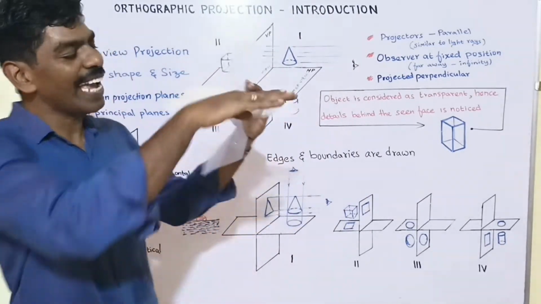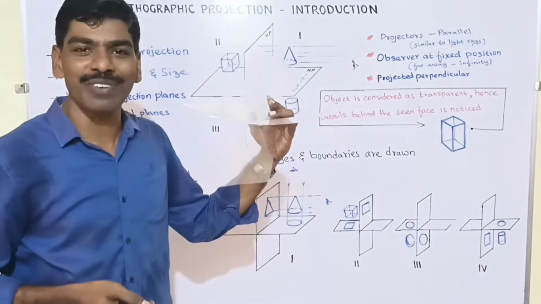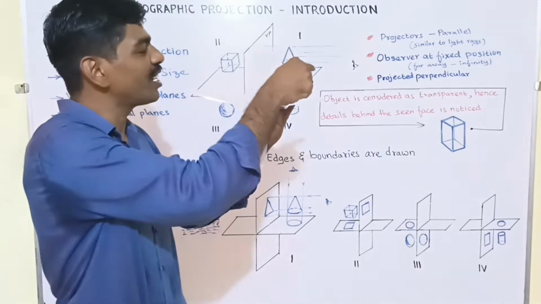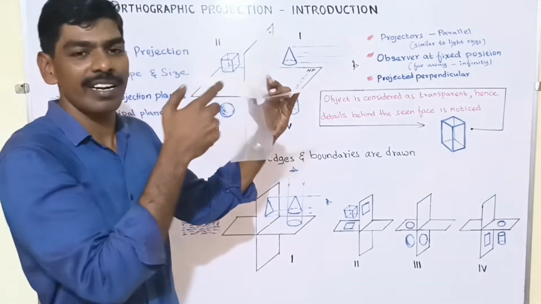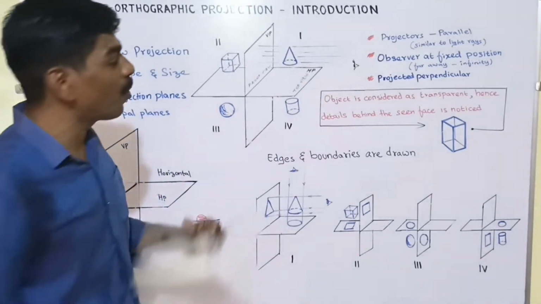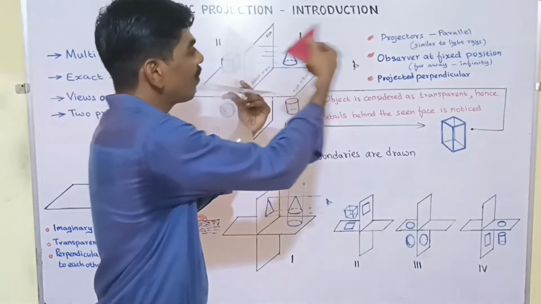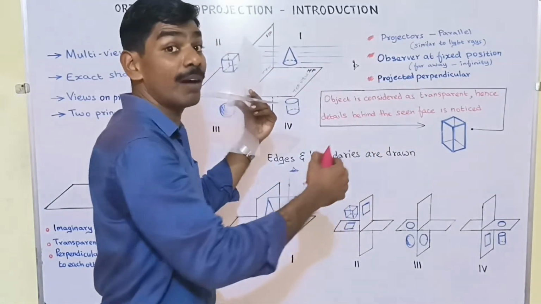Now, once we have these 2 principal planes, we form quadrants which are very much familiar to us. We call them first quadrant, second quadrant, third quadrant, and fourth quadrant. That is what is drawn here. If we have a component here in the first quadrant, say a cone, and we look at it from this position, that is held to be the observer.